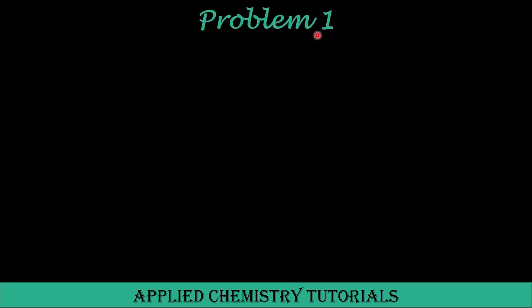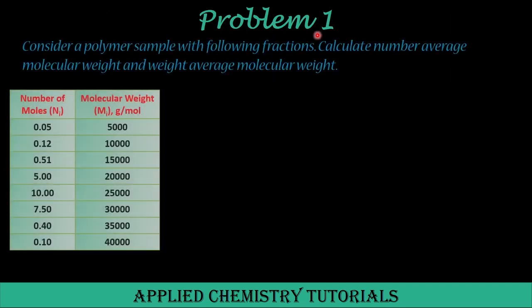Next, let's start with the example problem. Problem number 1. Consider a polymer sample with the following fractions. Calculate the number average molecular weight and weight average molecular weight of the sample. So the number of moles represented by Ni and molecular weight represented by Mi for each fraction are provided in this table. Suppose for the first one the number of moles is 0.05 and its corresponding molecular weight is 5000. For the second fraction the number of moles is 0.12 and its molecular weight is 10,000 gram per mole, and so on.